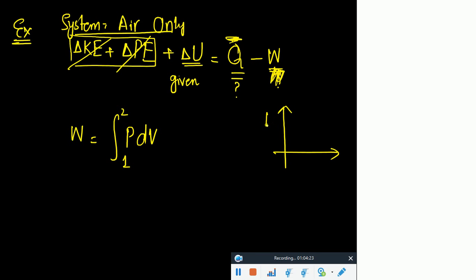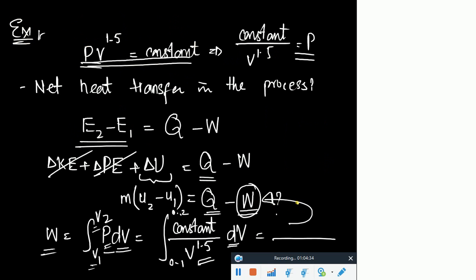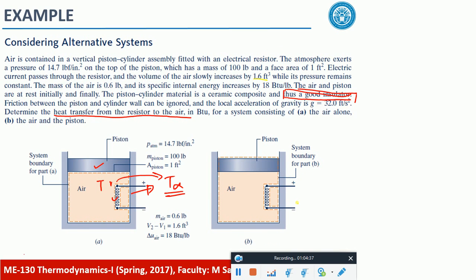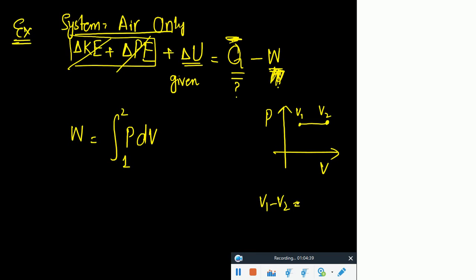If I just try to draw it on PV diagram, pressure remains constant, and what is V1 minus V2? 1.6 feet cube, isn't it? So 1.6 feet cube. So I can say straight away, because it's a constant, I can say this is equal to P into V2 minus V1. Can I say that? Very simple. Then this V2 minus V1 is given to you. Now this has become unknown.